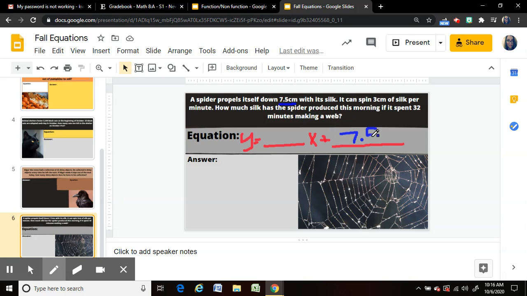All right, and then we have, okay, our spider starts off with this amount of web, and then he continues on and makes this amount of web per minute. And it tells us how many minutes the spider spent making a web. So you got to tell me how much webbing he made. So I'm showing you guys practice this format because it's going to help you solve these problems if you start with this format.